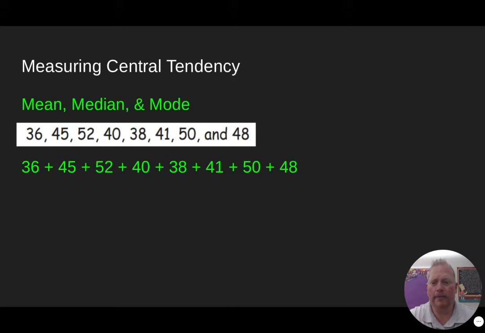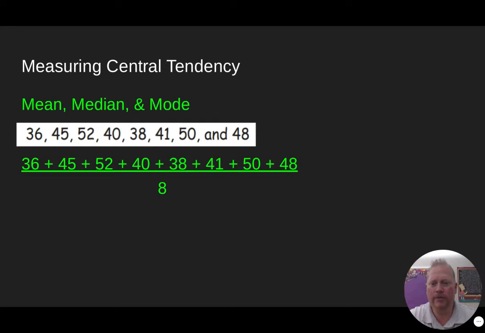So if we add all those up, and it looks like there's a total of 8 numbers, we would get 350 over 8, which turns into 43.75. So that means on average, each tomato plant is about 43.75 inches tall.